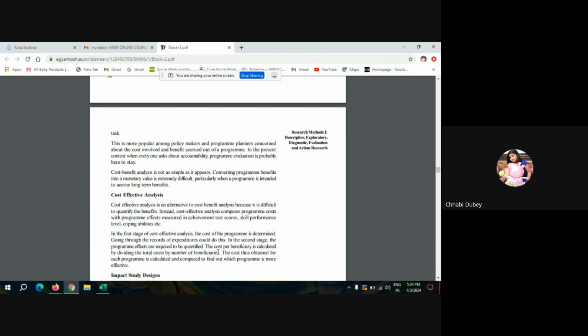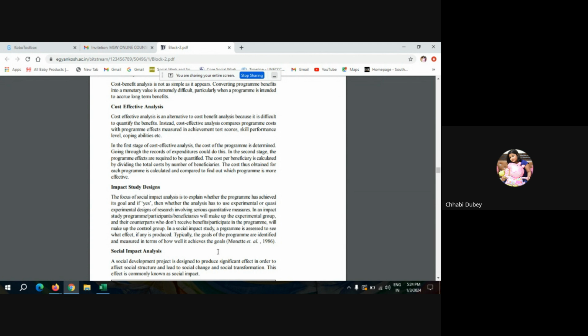After that comes the cost effective analysis. Cost effective analysis again is an alternative to cost benefit analysis because it is difficult to quantify the benefits. Instead, cost effective analysis compares the program cost with program effects measured in achievement of test scores. Now, they have given an example that cost effective analysis can be used as an alternative to cost benefit analysis when we are not able to quantify the benefits.